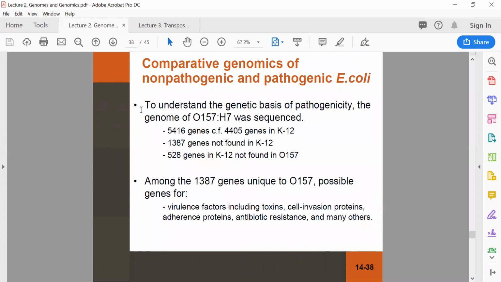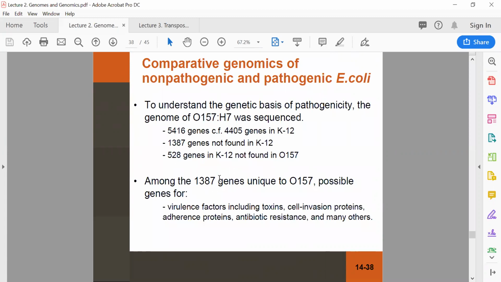All right, so to try to understand the genetic basis of this pathogenicity of O157, the genome was sequenced, and they found that there were 5,400 genes in the pathogenic E. coli compared to 4,400 genes in the non-pathogenic K12 strain. They also found that there were 1,387 genes in the pathogenic E. coli that were not found in K12, and there were 500 or so genes in K12 that were not found in O157.